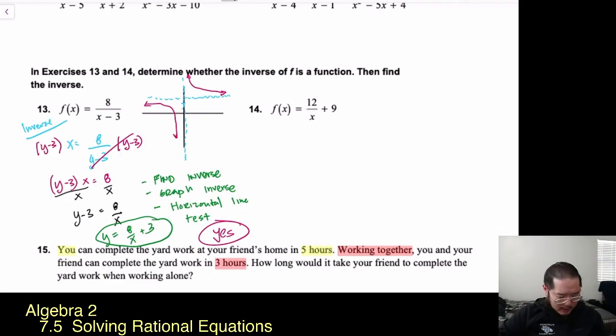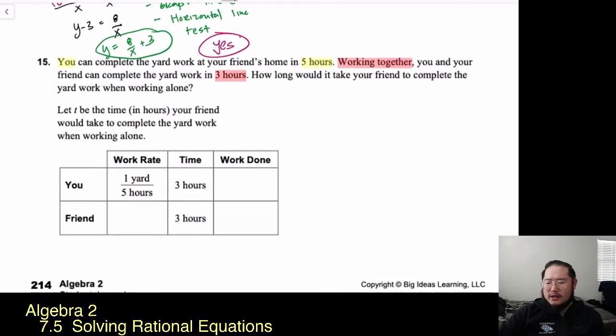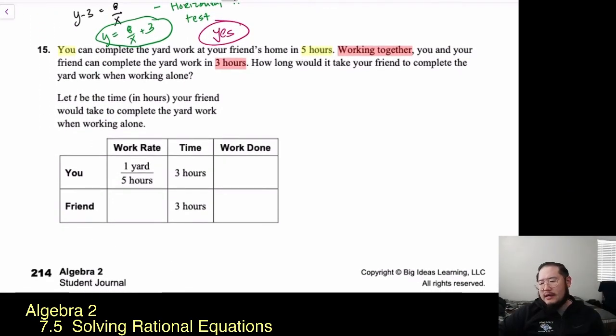Okay? The last problem that we're going to take a look at right here is number 15. These are work problems, okay? These are classic problems that used to be very big in Algebra 1, and now not so much, and we're going to see it. It's kind of been moved over to Algebra 2 a little bit more.